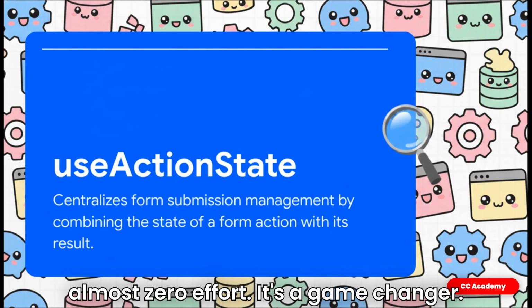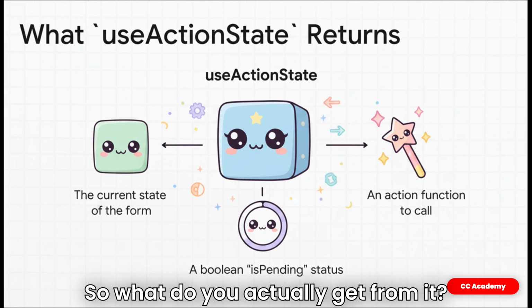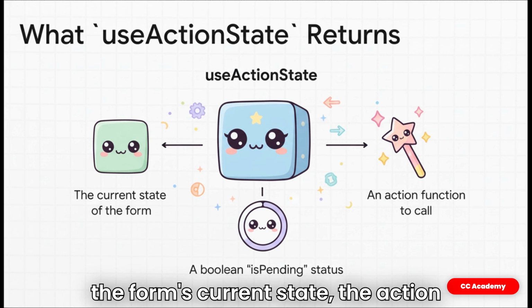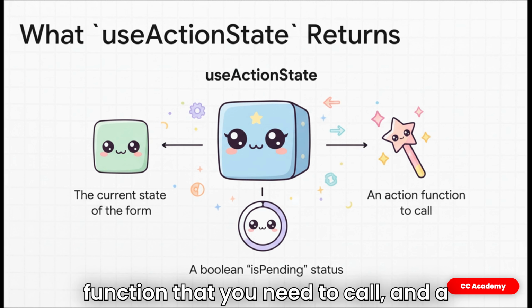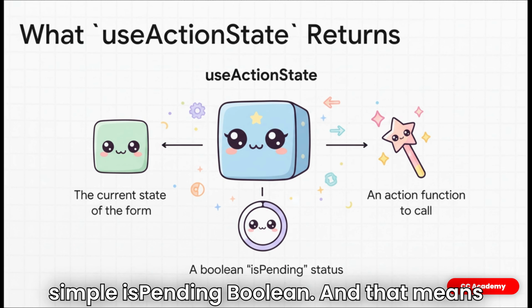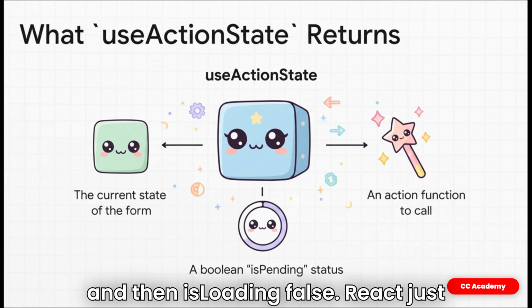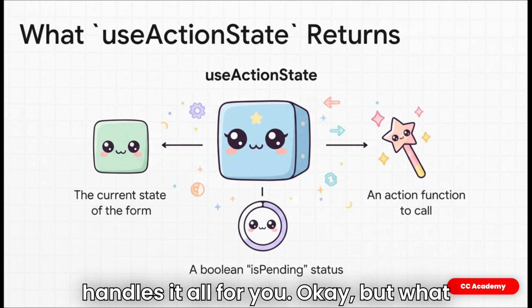It's a game changer. So what do you actually get from it? 3 incredibly useful things. You get the form's current state, the action function that you need to call, and a simple isPending Boolean. And that means no more manually setting isLoading true and then isLoading false. React just handles it all for you.